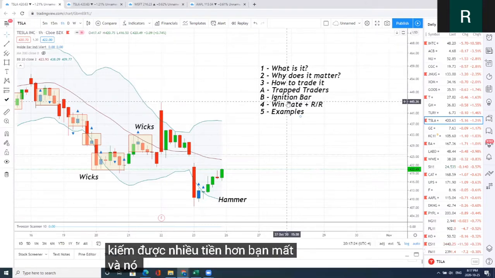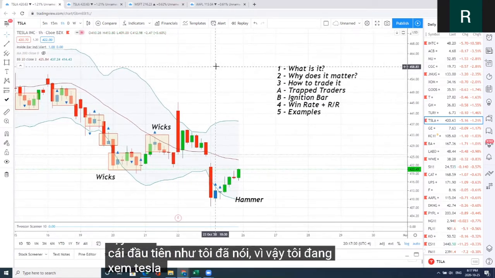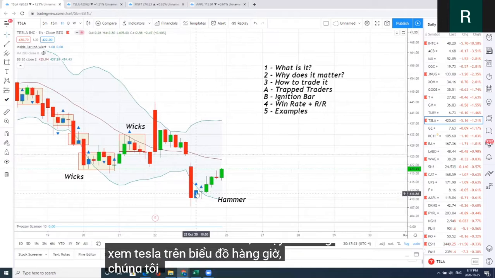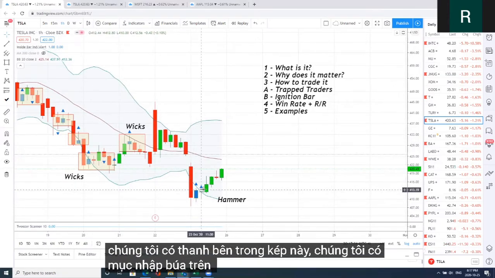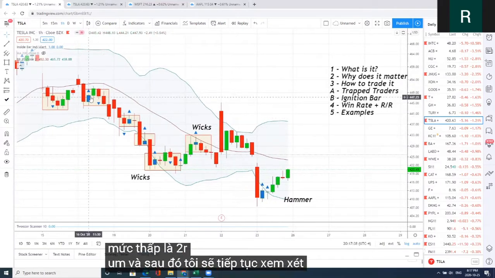And it's that simple. All right, so let's get into the trades and look at some examples. So the first one, like I said, I'm looking at Tesla on the hourly chart. We had this double inside bar. We had the hammer, entry above the high, stop below the low. That's 2R. And then I'm going to just keep going through these really quickly.